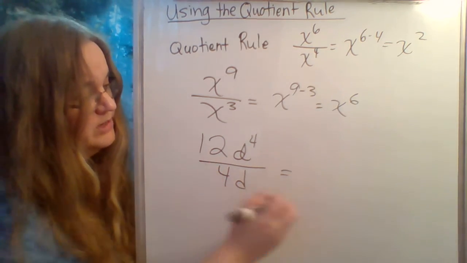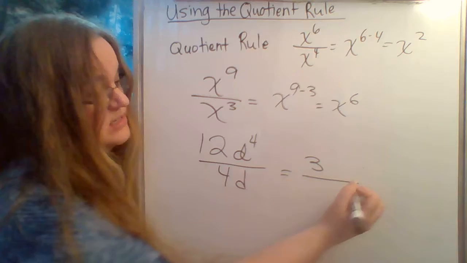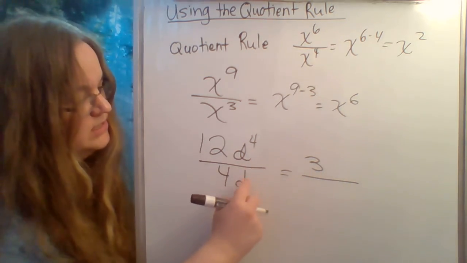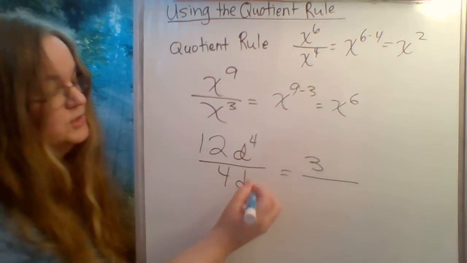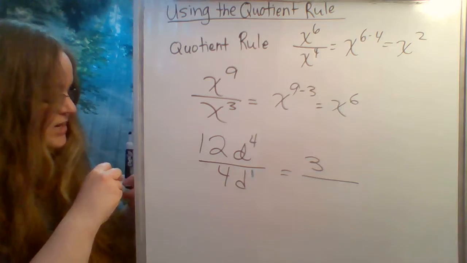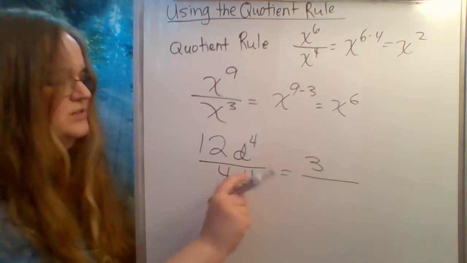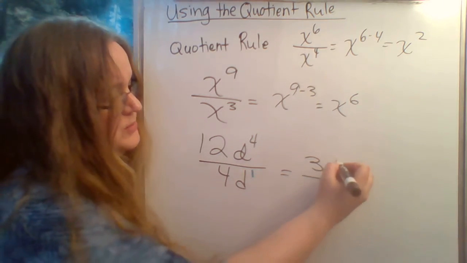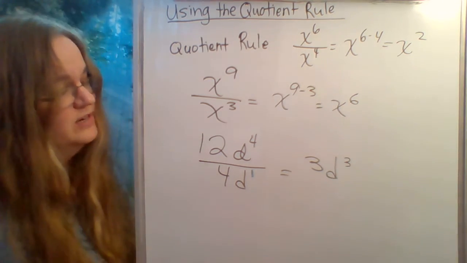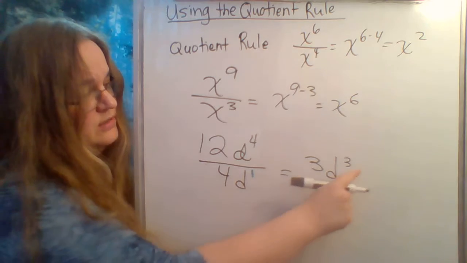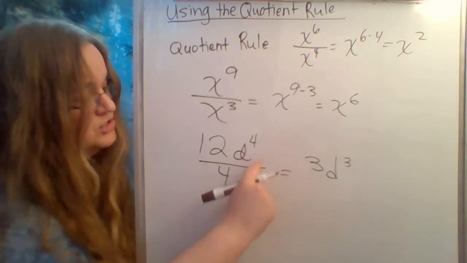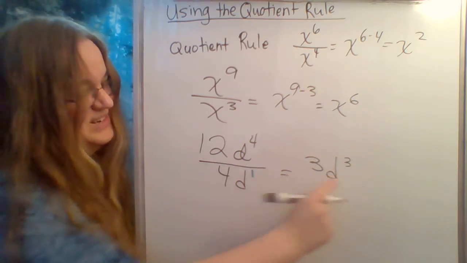So 12 divided by 4 is 3. Since it's a 3 and not 1/3, the 3 goes in the top. And then I'm going to do d to the 4th minus d to the 1st. I'm taking the exponents and subtracting them in order to do that. So d to the 4 minus 1, which would be d to the 3rd. I don't actually have anything in the denominator, so my final answer would be 3d to the 3rd. So again, treating this like d to the 1st, it's just 4 minus 1, which is 3.